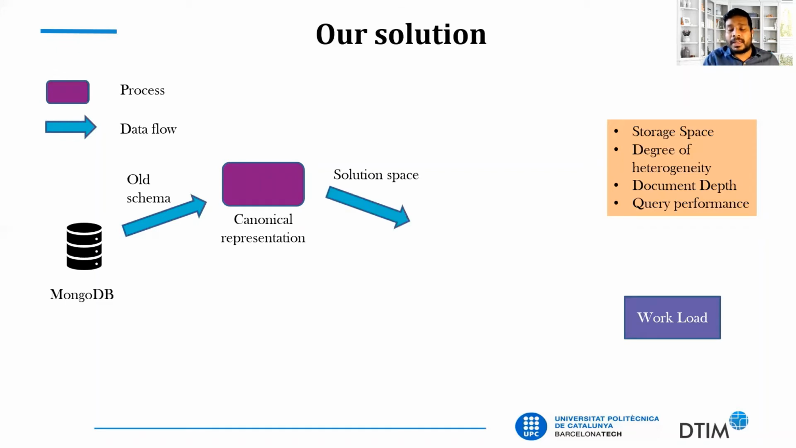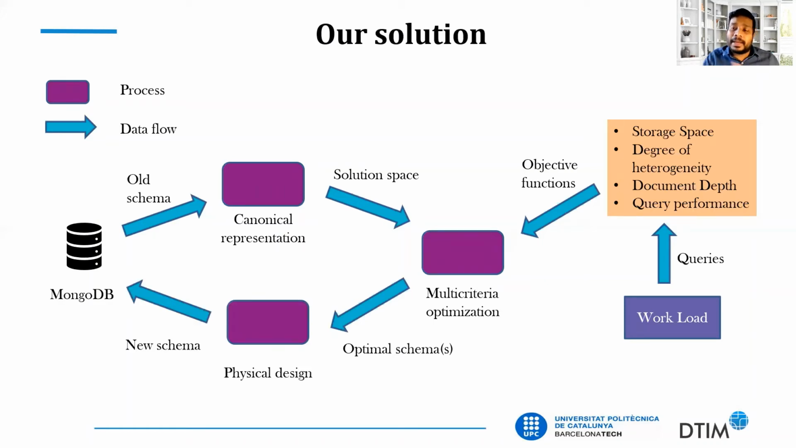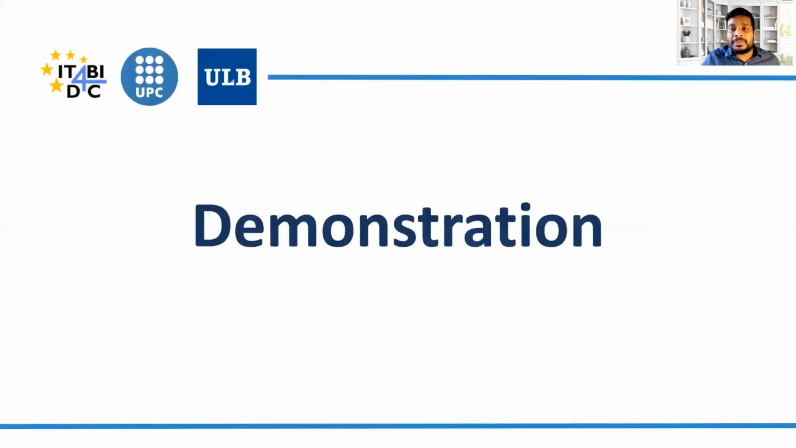And then using a set of transformations, we can come up with the alternate designs, which becomes our solution space. And then we have the objective functions derived from the criteria that we want to optimize. And here we do multi-criteria optimization using a cost model and calculations of the storage size and the heterogeneity and document depth through the canonical representation itself. And finally, we have an optimal set of schemas that can be used back in the document store to apply this new physical design. So let me show you a demonstration of our Doc Design 2.0.